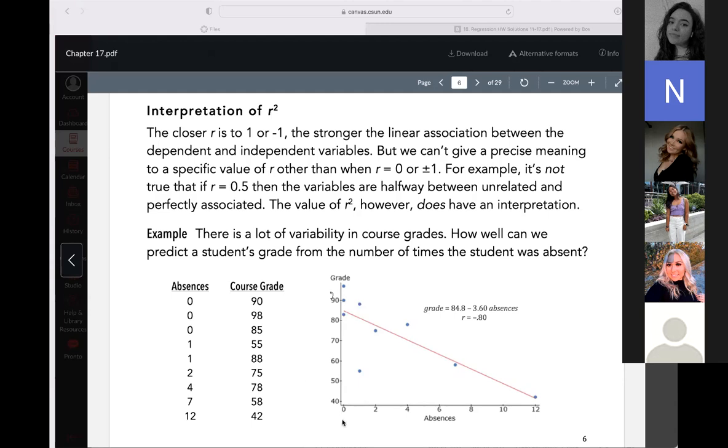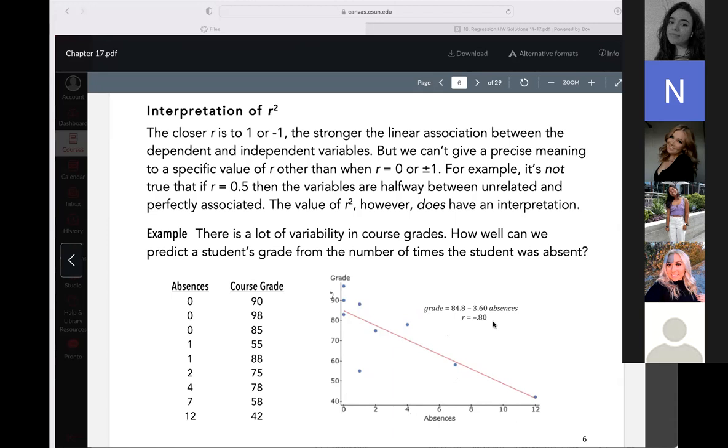Well, we can make a scatter plot, and we have absences on the horizontal axis because that's the explanatory variable and the grade on the vertical axis. And we see that sure enough, not a lot of absences, high grades, lots of absences, low grades. Seems like a reasonable association. And when we actually do the scatter plot, we get an R value of -0.8. Negative sign makes sense because it's heading downwards.